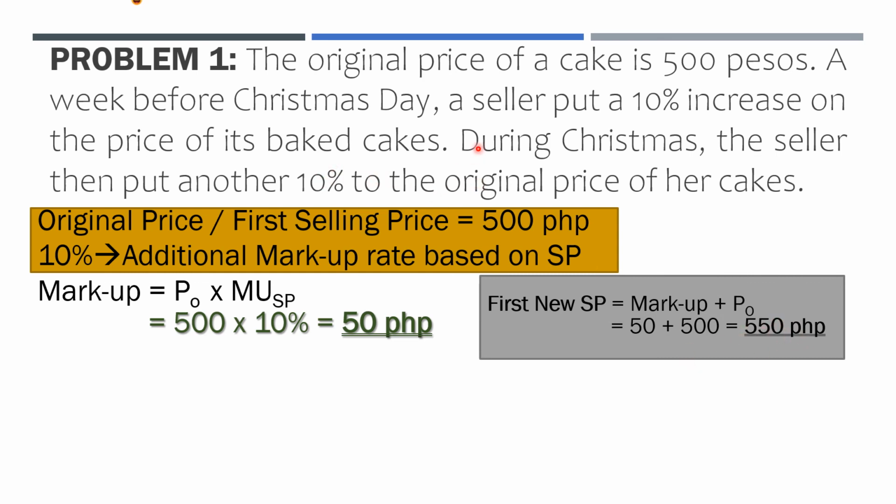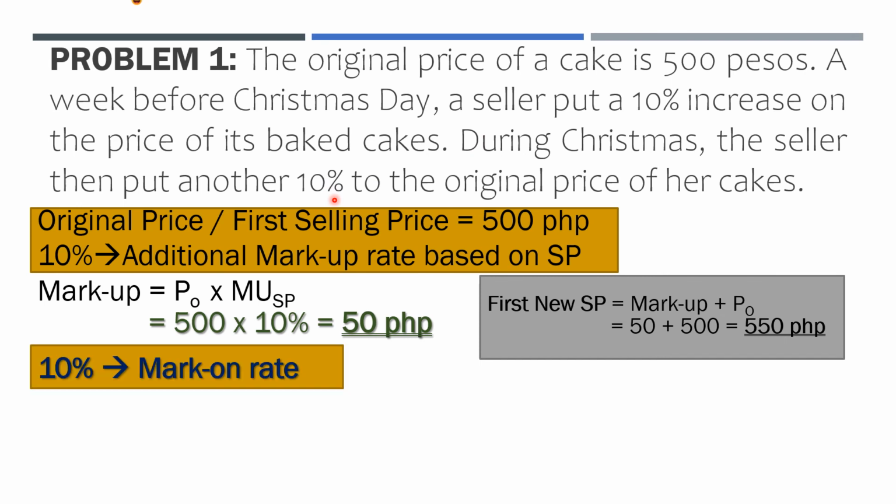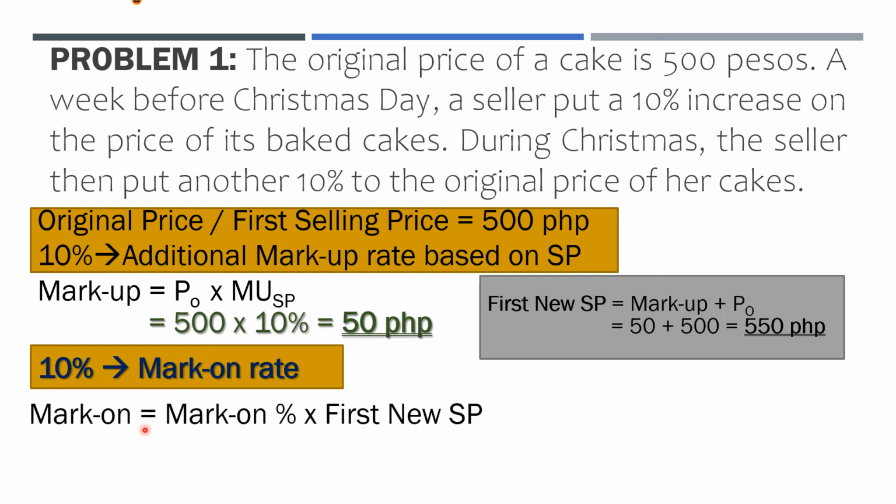And then, on the second increase, nagdagdag ulit siya ng 10%, and that is the mark-on rate, which is 10%. For us to know kung magkano ang dinagdag niya ulit, we will be using this formula. Mark-on is equal to mark-on rate times the first new selling price. Then substitute. Mark-on rate is 10% times the first new selling price, which is 550. 10% times 550, that is 55 pesos.